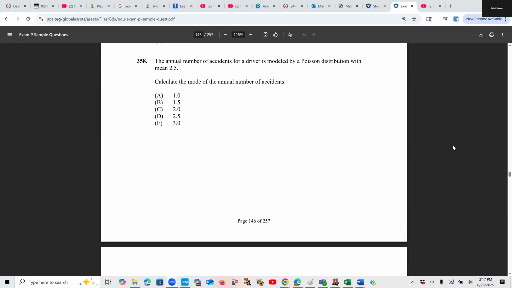The number of annual accidents for a driver is modeled by Poisson distribution, mean 2.5. Calculate the mode of the annual number of accidents. So, mode is the number of accidents that have the maximum probability.